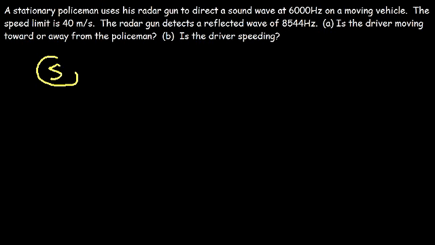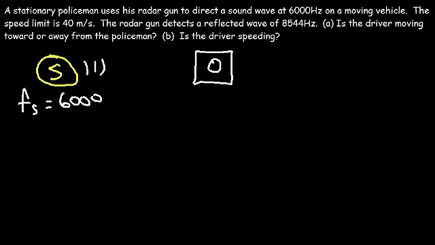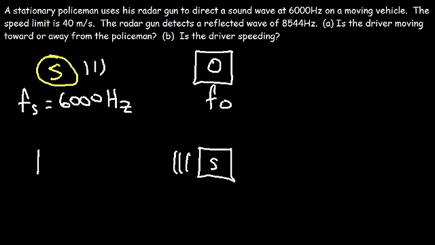The policeman is the source, and the driver is basically the observer, which I'm just going to put O for the observer. Now the policeman sends a sound wave at 6,000 Hertz. The observer detects the sound wave, and then the sound wave is going to bounce back from the observer, at which point the observer becomes the source, re-emitting the sound wave, and the policeman becomes the new observer, detecting the sound wave.